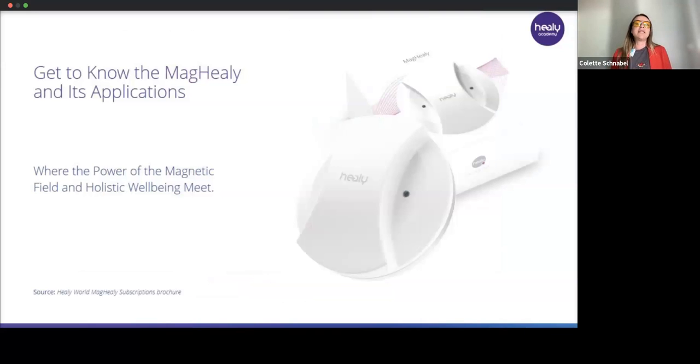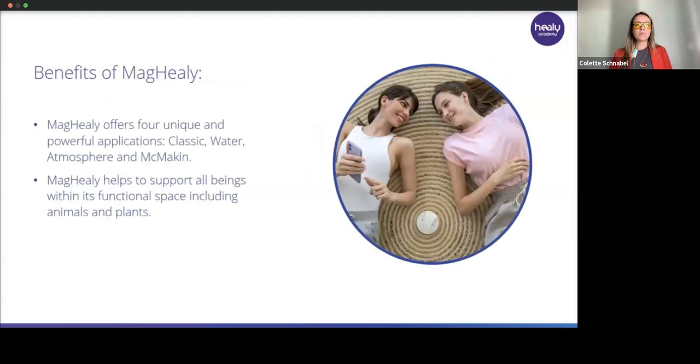And now we're going to go into understanding and knowing more about MagHealy and its applications. MagHealy offers four unique and powerful applications, as we know: the Classic, Water, Atmosphere, and McMakin. MagHealy helps support all beings with its function, including animals and plant life. I love that, because we can now utilize MagHealy on everything and anything.